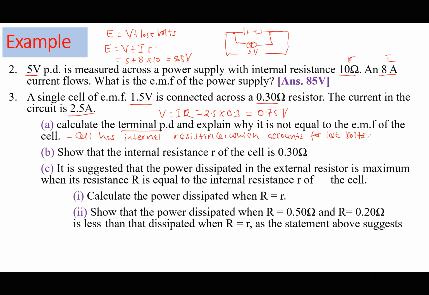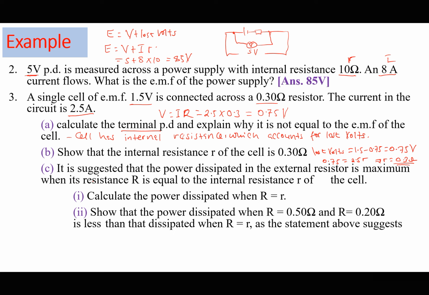The cell has internal resistance which accounts for lost volts. Show that the internal resistance r of the cell is 0.3 ohms. So of course the lost volts is going to be 1.5, that is the EMF minus the terminal PD, which is 0.75 volts. That is the lost volts. But the lost volts 0.75 is equal to the current, which is 2.5, times the internal resistance small r. So 0.75 divided by 2.5 implies that small r is equal to 0.3 ohms. That is direct.